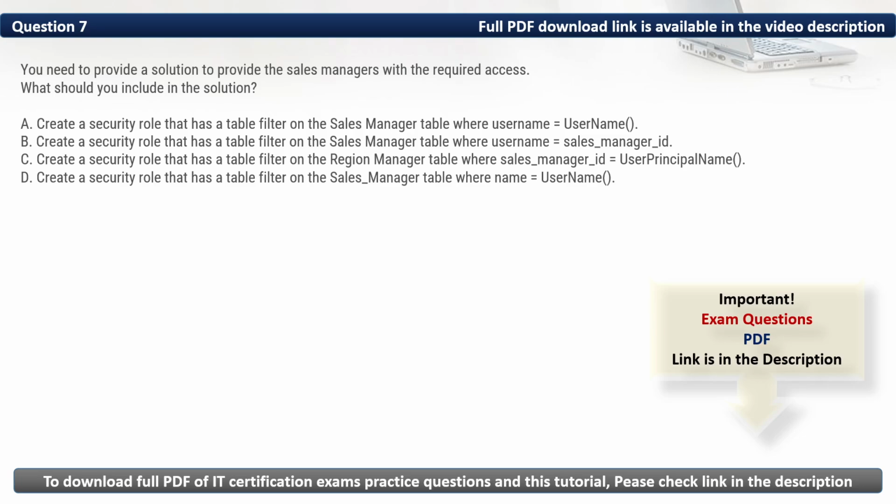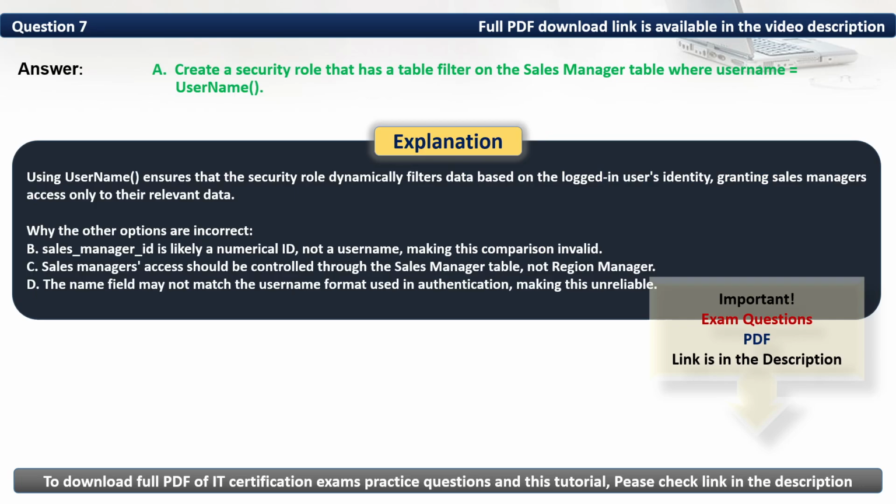As such, we should include creating a security role that has a table filter on the sales manager table where username equals username in the solution. As such, the correct option is A. Using username ensures that the security role dynamically filters data based on the logged in user's identity, granting sales managers access only to their relevant data.